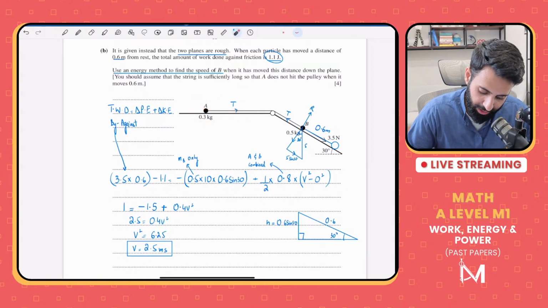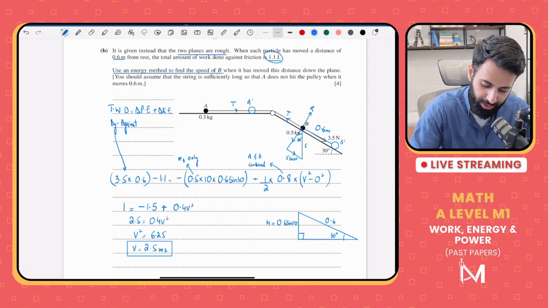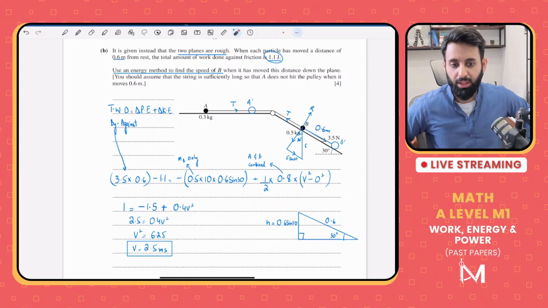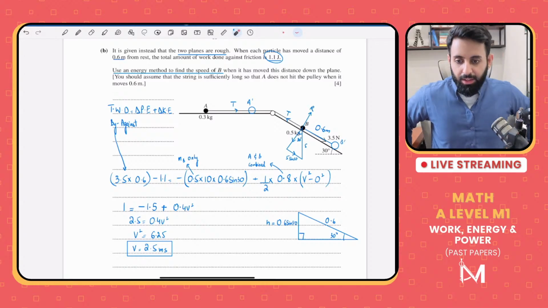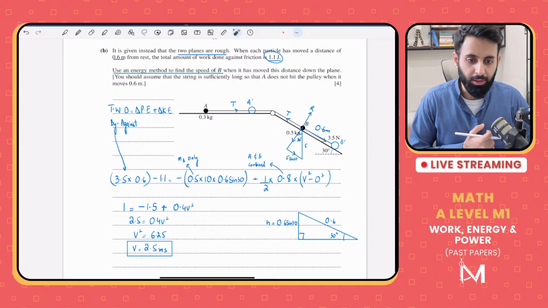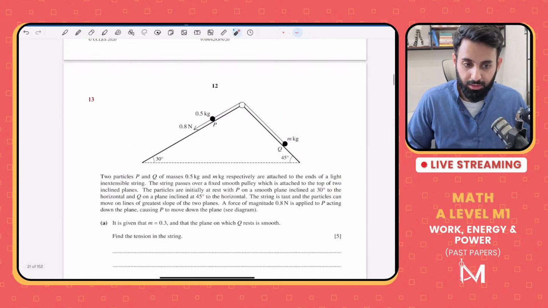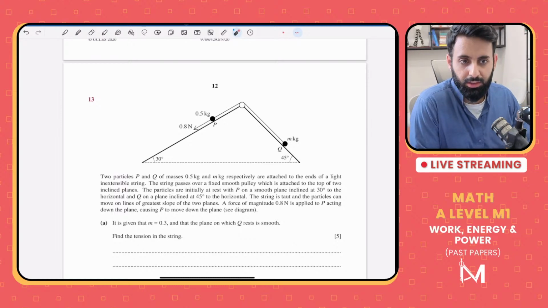But as far as kinetic energy is concerned, remember, A and B are both moving. Okay, so A and B are both moving. That means they both have kinetic energy. And they will both have the same kinetic energy because they're both moving at the same velocity or the same speed. Okay, let's do another question. Maybe let's do this question. Yeah, let's see what this question says.